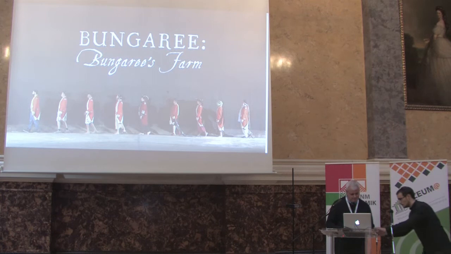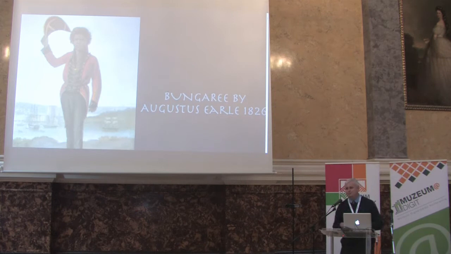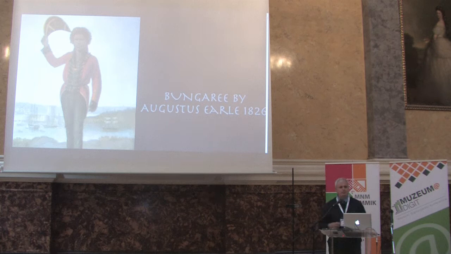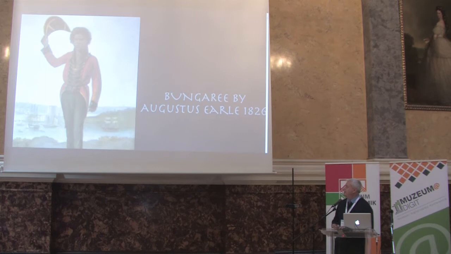Now, this is a very famous image of Bungaree. Bungaree actually had more portraits done of him than any person in early colonial Australia. And yet, up until a couple of years ago, he was virtually unknown to everyone in Australia. People knew this famous image. It looked like an overdressed Aboriginal person making fun of him or making fun of himself in some ways. It's a sort of absurd image in many ways. But yes, it's the most famous image of Bungaree.